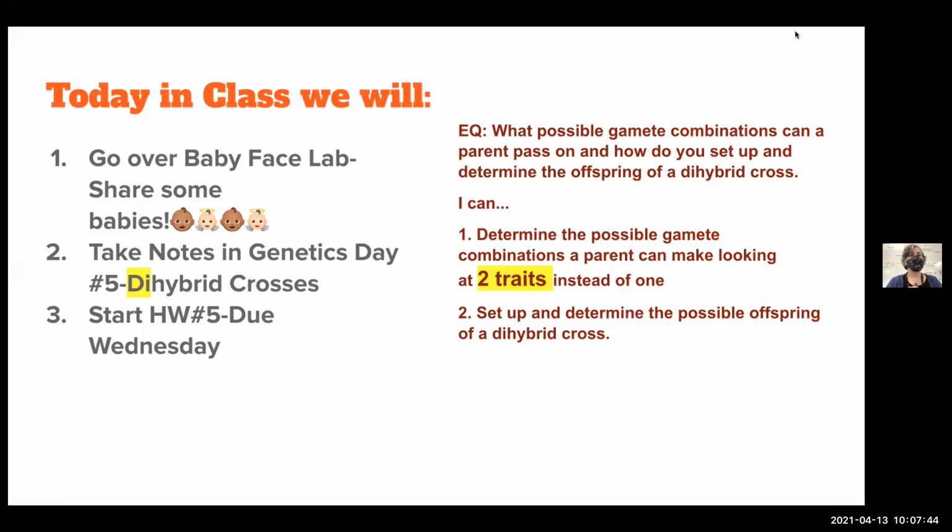So last week we did Punnett squares that were 2 squares by 2 squares. So there's 4 possible babies. Today we're going to take a look at dihybrids, which means we're looking at 2 traits at the same time. This makes things more complicated because now we're going to be doing a 4 by 4 Punnett square that has 16 possible babies inside of it.